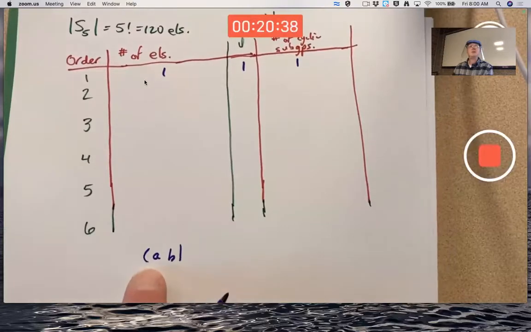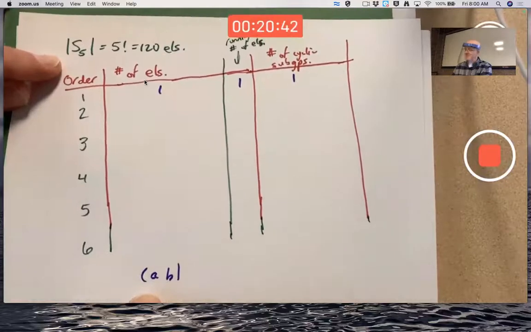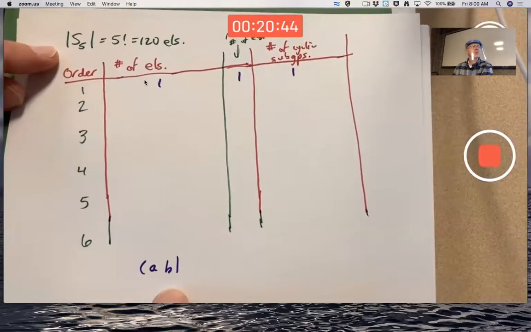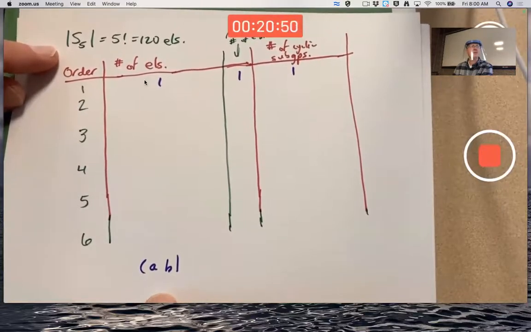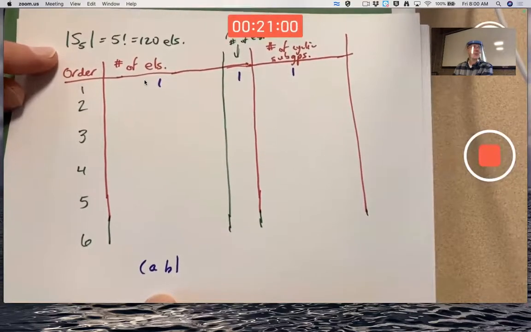You've got 6 choices for what can go there, or excuse me, 5, because we're in S5, and 4 choices for what can go there. Does that mean the number of these kinds of elements is 5 times 4, 20? Here's the first tricky part. I see a few people shook their heads. That's correct. It's not 20.